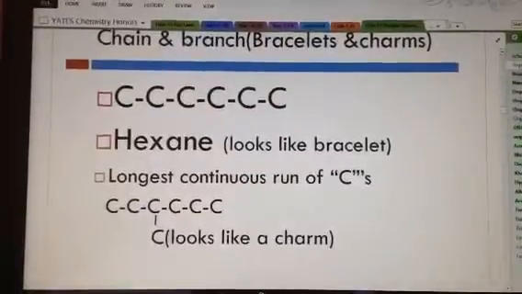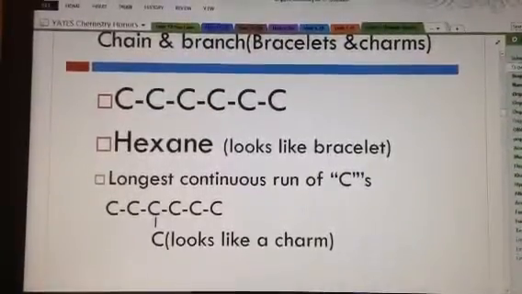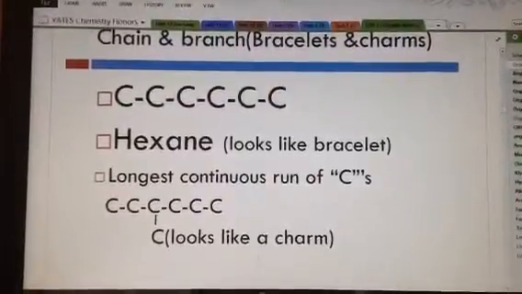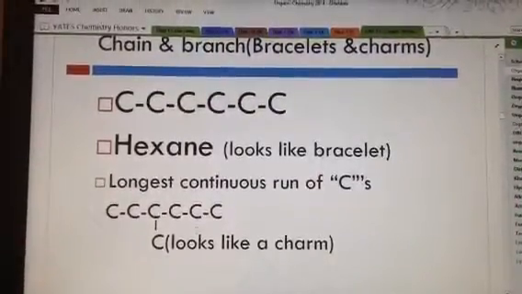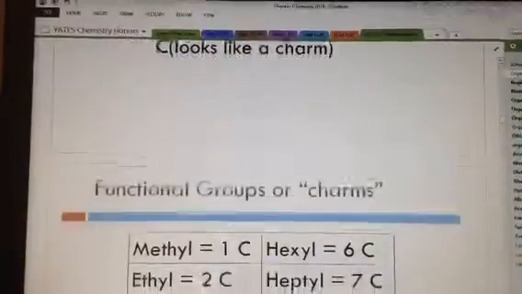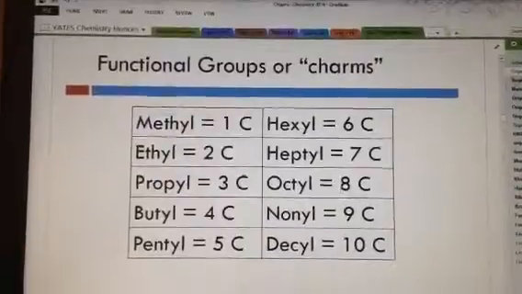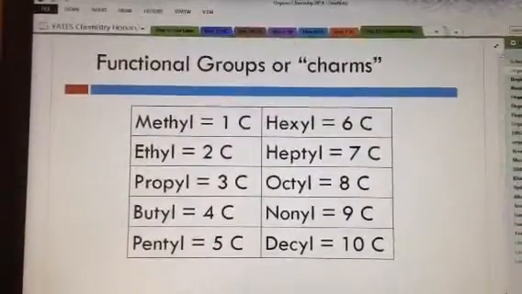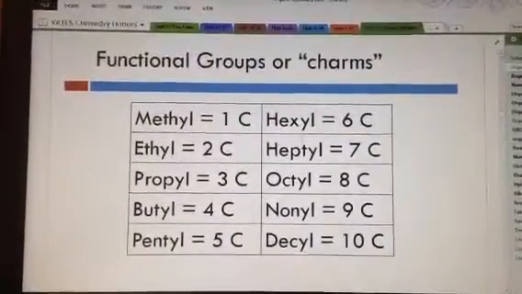That's because there's 1, 2, 3, 4, 5, 6 as the longest continuous run of C's. And then we've got this little thing dangling off of it, which is called a branch, which I think kind of looks like a bracelet and a charm. So how do we name these little things that are dangling off? The little pieces that are dangling off are ending in this little YL business.